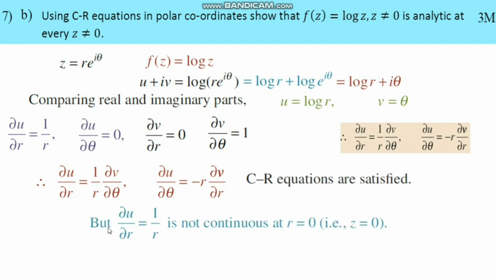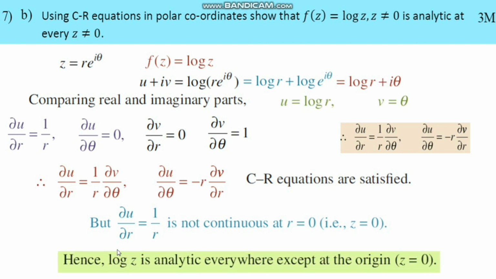But we came to know that dou u by dou r equals 1 by r, and 1 by r is not continuous at the point r equal to 0. R equal to 0 means the radius is 0, that means z equal to 0. Hence, log z is analytic everywhere except at the origin z equal to 0.